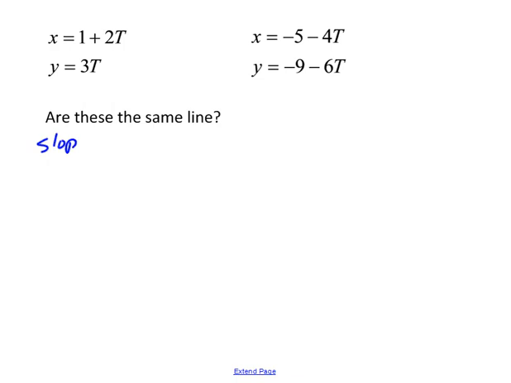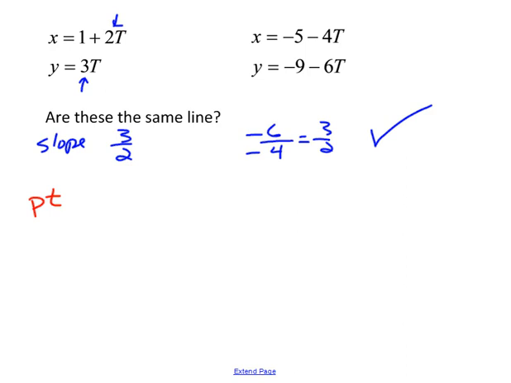The slope for my first one comes from my vertical and horizontal stretch. My slope is 3 over 2. Over here, I have a slope of -6 over -4, which is also 3/2. So yes, those have the same slope. Now I need to know, do they have at least one point in common? If you have one point in common and you have the same slope, you are okay.